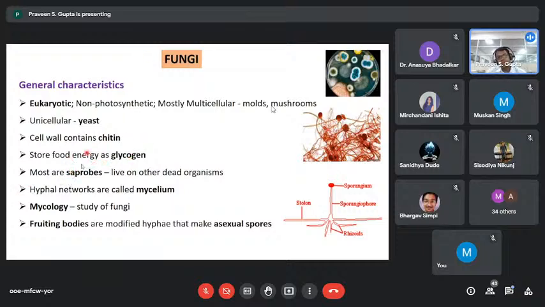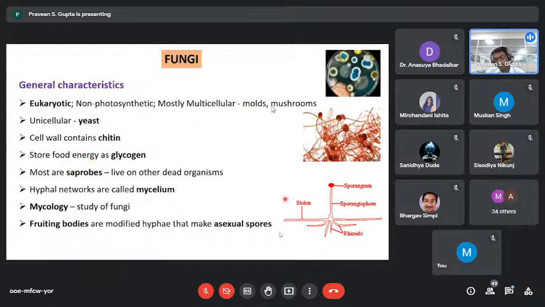Then these fungi are saprophytic in nature, and they have a hyphae-like structure. A single one is called a hypha, and the network of hyphae is called mycelium. The study of fungi is called mycology. When they make asexual spores, the hyphae is modified, and after modification they make fruiting bodies.